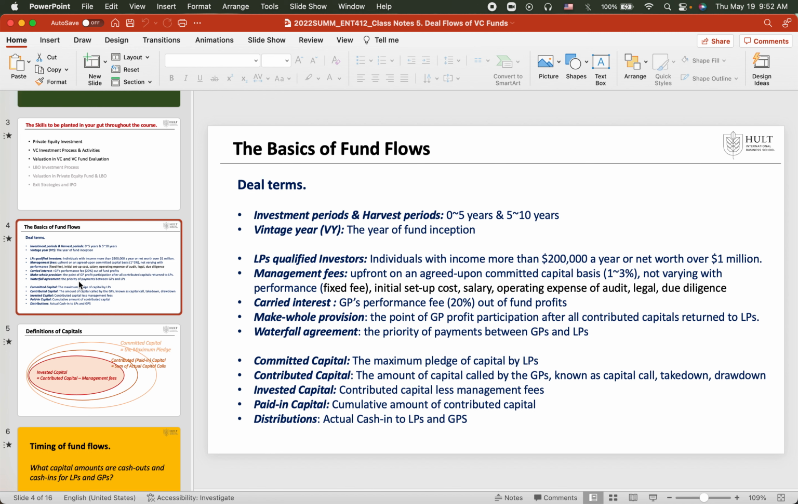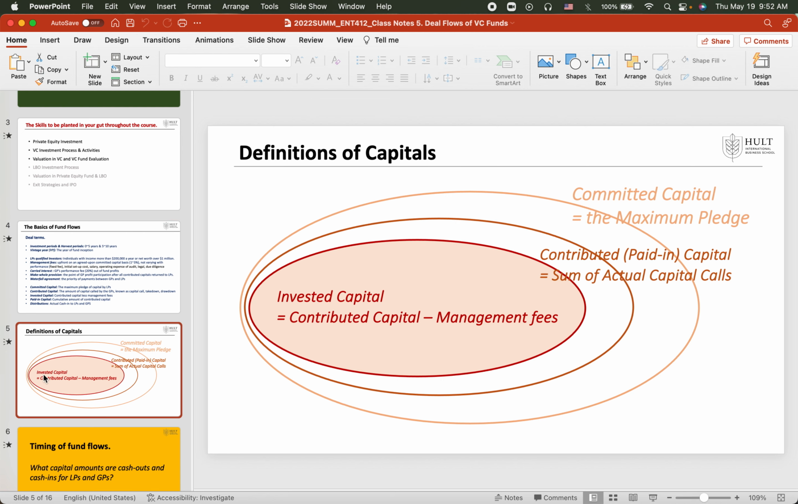Investment period, vintage years, qualified investors, management fees, the carried interest, 20% as a ballpark, and the make-whole provisions, the point of the GP participation after all contributed capital is returned to the LPs, and then some waterfall agreement. We are going to do this case in the next video clips, and then some definitions of the capitals.